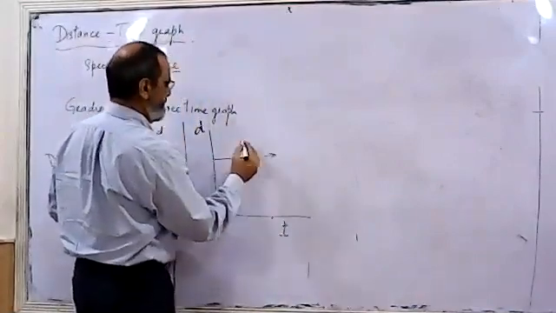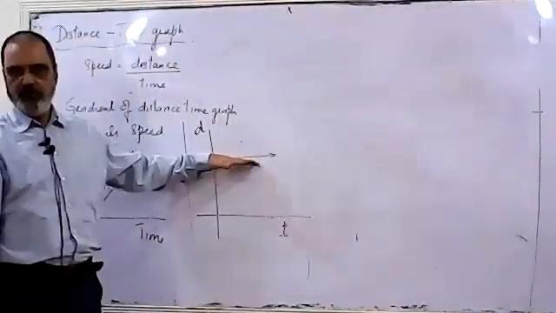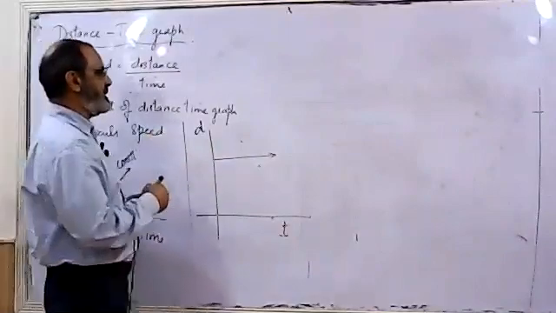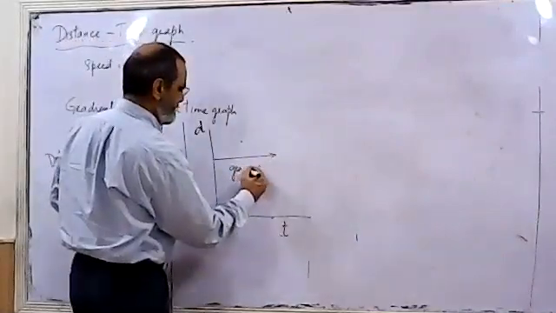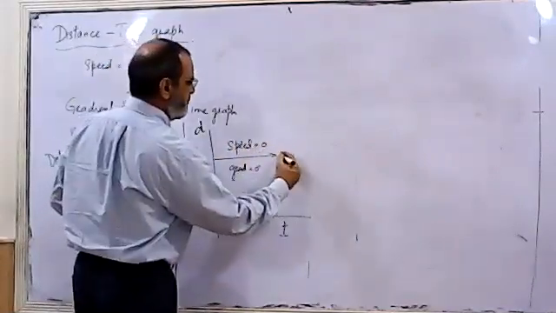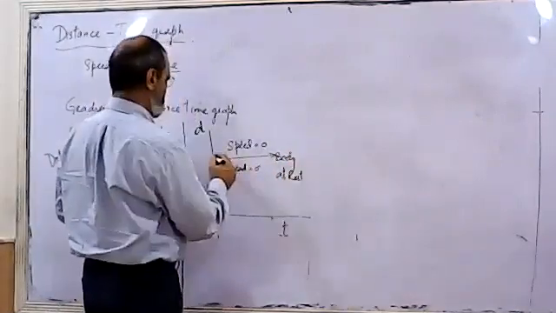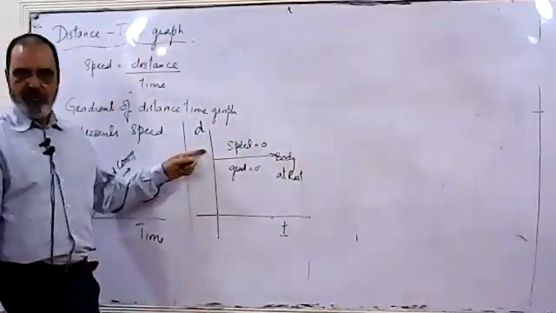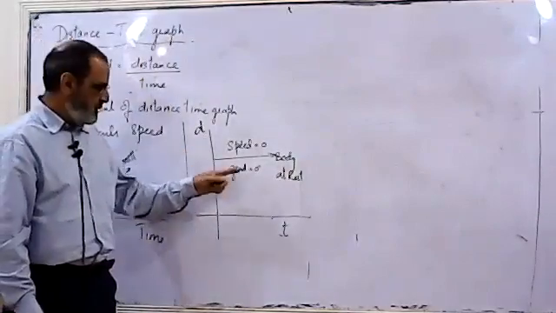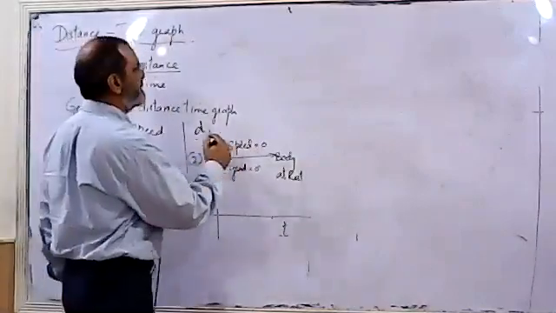Again, if I consider a horizontal line, its gradient is 0, and because it is a distance time graph representing speed, the speed is 0. You can say the body is at rest. The distance is not changing. Distance is along the vertical axis, and it is not changing. It is fixed. So the gradient of the horizontal line is 0. Therefore, speed is 0.